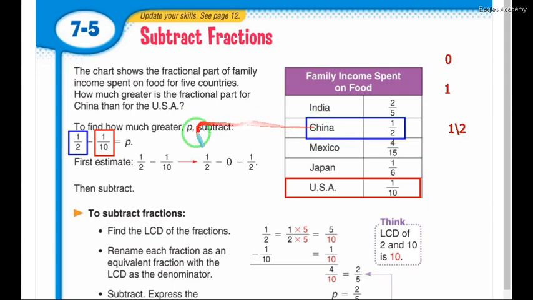Now the first one is 1 out of 2. It's exactly 1 out of 2. The second one is 1 out of 10. 1 out of 10 is almost 0. So it's like 1 out of 2 minus nothing. So the answer is about 1 out of 2. This is the estimated answer. Now we need to find the exact answer. Now let's move.